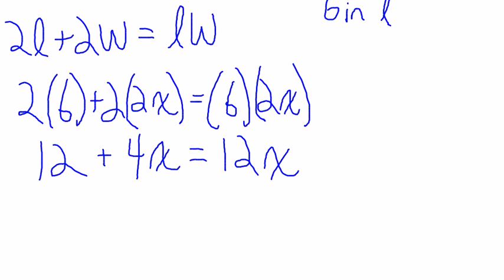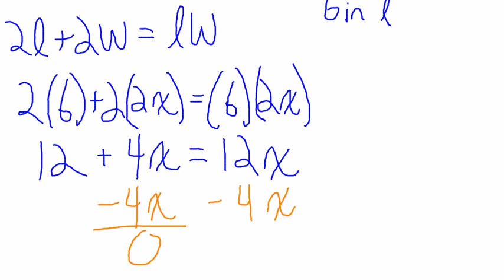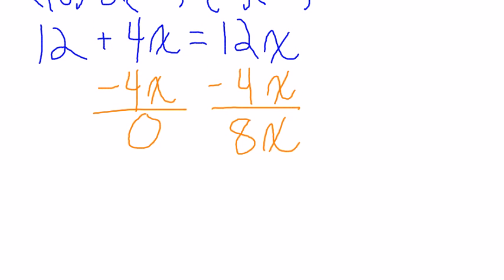Now, in order for us to bring variables across an equal sign, we have to use something called inverse operations. So this 4x is being added, so of course that means that we need to use subtraction in order to bring it across. So let's do minus 4x here, minus 4x here, and that gives me 0. Over here, 12x minus 4x gives me 8x. And of course, very important for me to go ahead and rewrite everything that I have left beneath. I have 12 equals 8x.